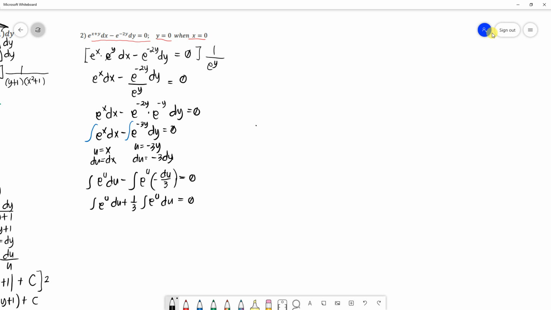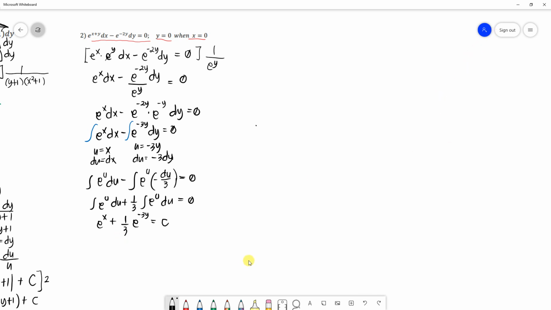So the integral of e raised to u is still e raised to u, where u on the first term is x, so it is still e raised to x, plus 1/3 times the integral of e raised to u, where in this term our u is negative 3y, equals c. It is plus, and it equals c now.